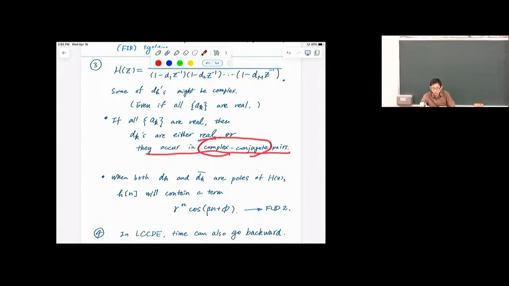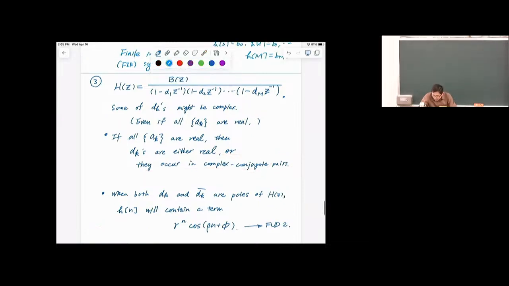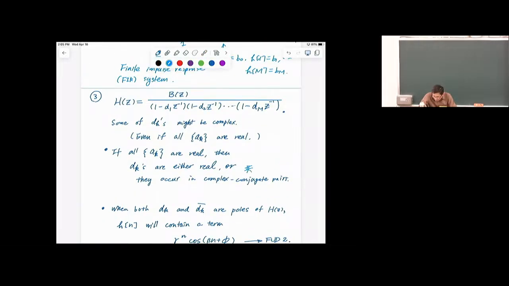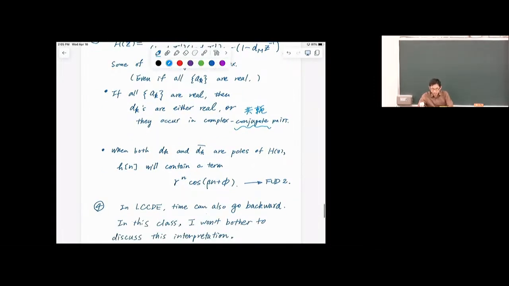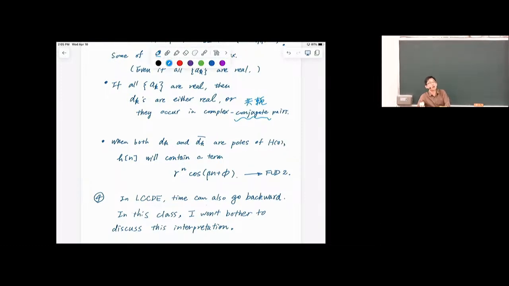Complex conjugate. So now, when they do occur in conjugate pairs, let's say that we have d_k and d_k bar, where the bar here means the complex conjugate. d_k and its complex conjugate are both poles of our system.